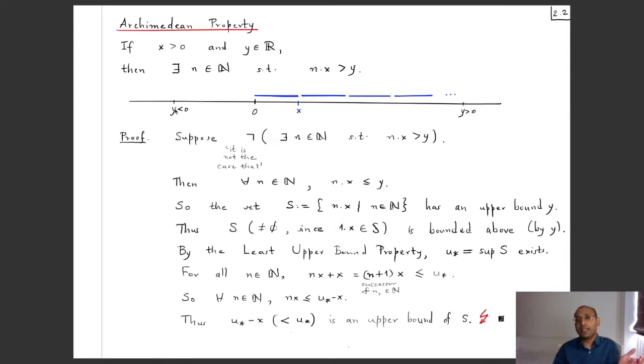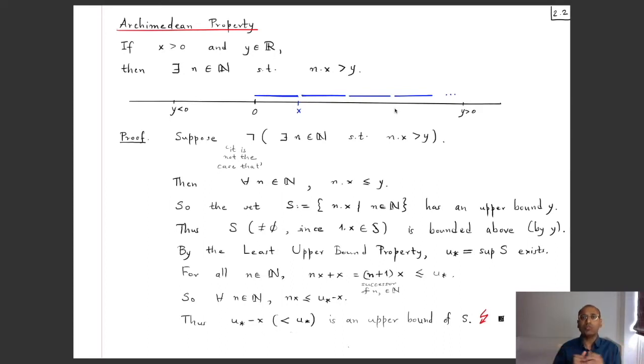Of course, if y is negative, already at the first step when you take 1 times x, you are bigger than this negative number because x is positive. But the real content is that no matter what y was, it could even be positive, then if you keep tiling, of course you will eventually surpass this y. So intuitively this is a very obvious statement, but we are not allowed to rely on this intuitive picture.